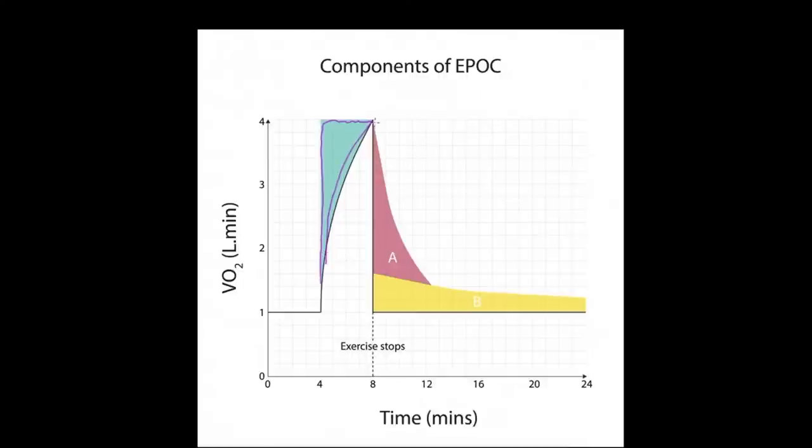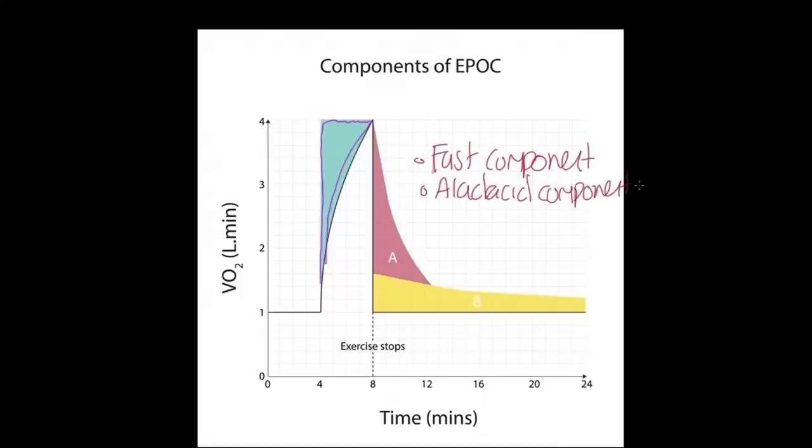And now what we've got is this decrease in VO2 or oxygen consumption, and we seem to have it in two stages. So let's see if we can go through this. Well, this first stage is what we would call the fast component. And it's the fast component of EPOC, by the way. And I'm sure you guys know a bit about this already. We can also call this the alactacid component. So this area A is the fast component, the alactacid component.